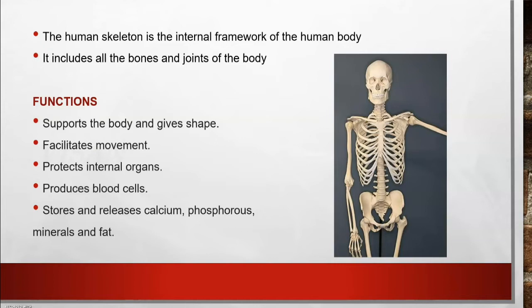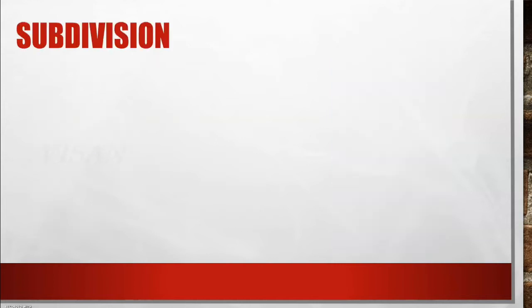The main function of the skeletal system is that it gives shape to the body as well as supports the body. The joints present between the bones help in the movement of the limbs. It also protects the internal organs, produces blood cells inside the bone, and acts as the storehouse for calcium and phosphorus. It also helps in the storage of minerals and fats.